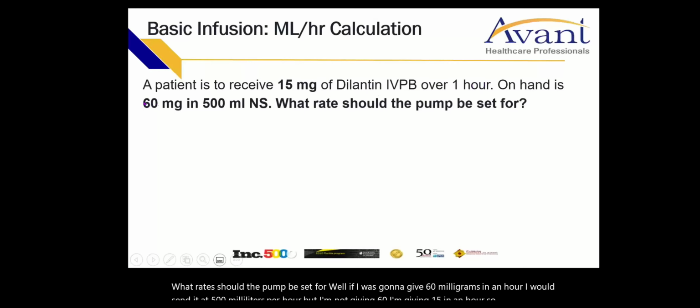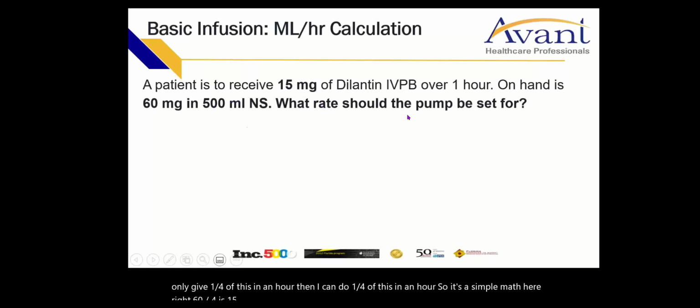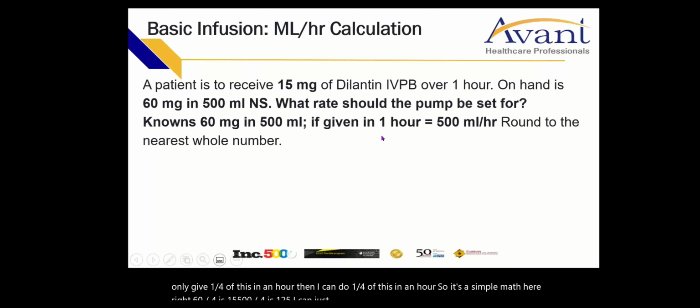So if I'm going to only give 1/4 of this in an hour, then I can do 1/4 of this in an hour. So it's simple math here, right? 60 divided by 4 is 15. 500 divided by 4 is 125. I can just do that as straightforward math, right?